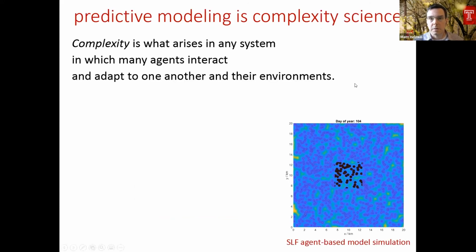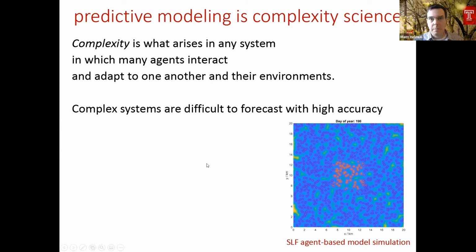So I'm using this term complexity in the scientific sense, because predictive modeling inherently is complexity science. It's a component of complexity science. Complexity in the scientific sense is what arises in any system in which many agents interact and adapt to one another and their environments. This is just an agent-based model that one of my graduate students, working with the mathematicians, is trying to develop for spotted lanternfly. So you can think about each one of these different agents moving around. And these complex systems are incredibly difficult to forecast with high accuracy because of all these different agents doing their own thing.